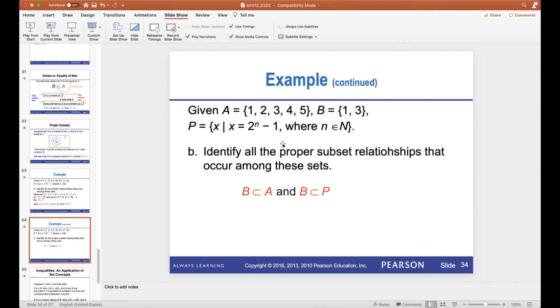Okay, now proper subsets. B is a proper subset of A because A has these other elements, 2, 4, and 5, that are not in B. So B is a proper subset of A. So identify all the proper subset relationships that occur among these sets. B was also a proper subset of P, because it has 1 and 3 in it, and P has other elements more than that, right?